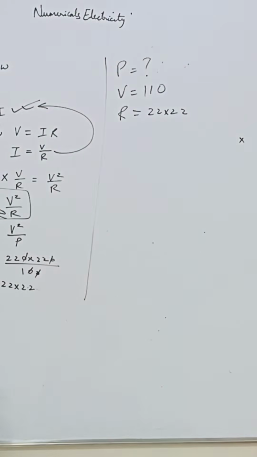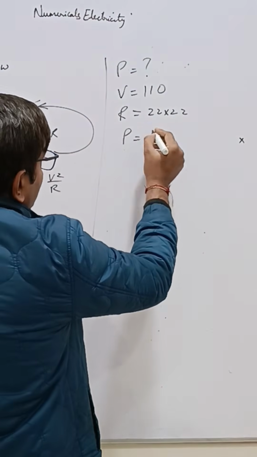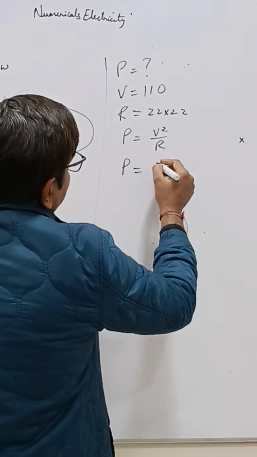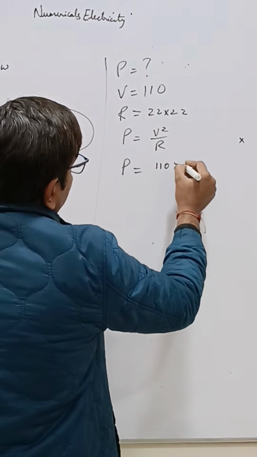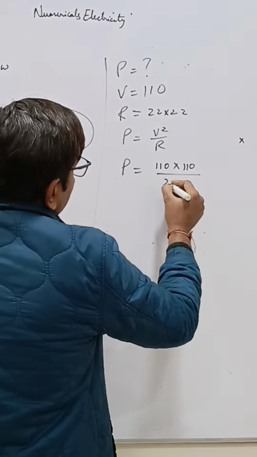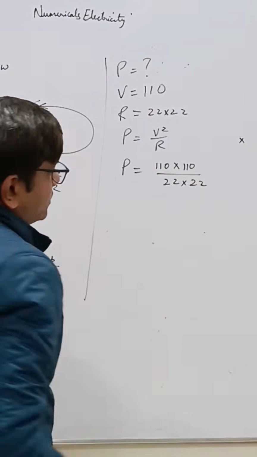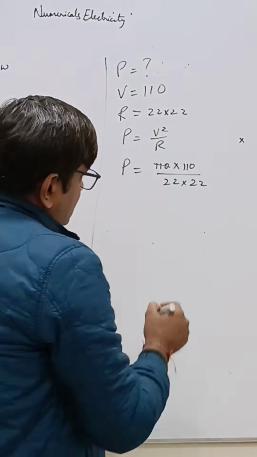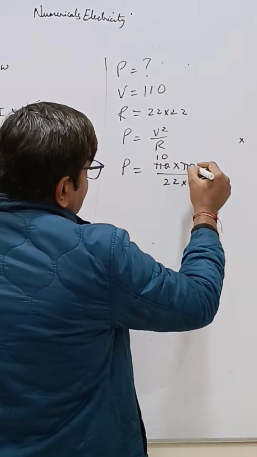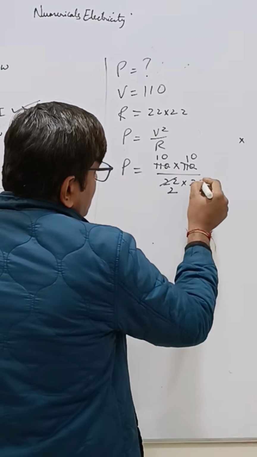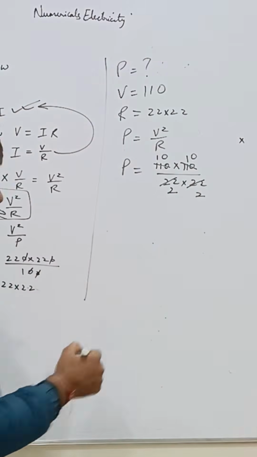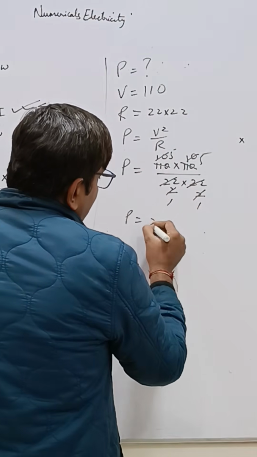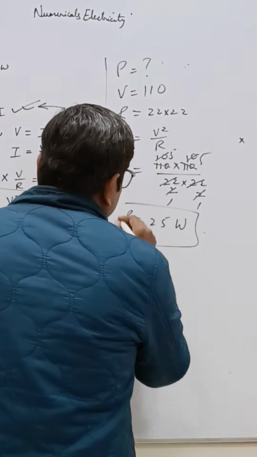P is equal to V square upon R. ये फॉर्मूला यूज किया. So V square is, V is 110, so 110 into 110 upon 22 into 22. R was 22 into 22. So ये कटिंग कर देंगे हम. 11 से कट कर दें इसको, है ना? 10 10 2 2. Okay. 2 1s are 5, 1s are 5, 5 into 5 25. So 25 watt. This will be our answer.